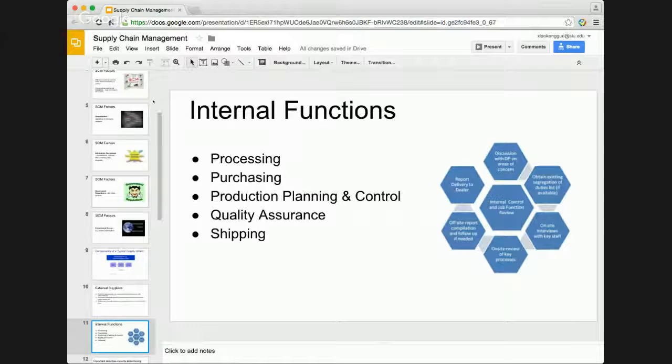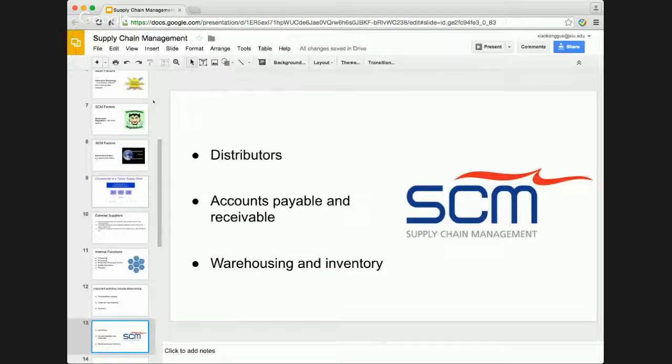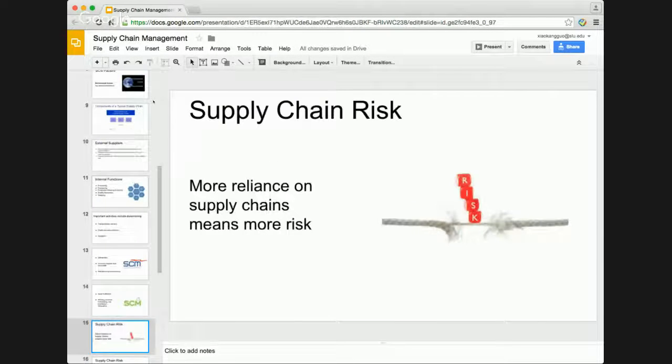Internal functions: processing, purchasing, production, planning, control, quality, and shipping. Important activities include 10 of them. The first one is transportation, vendors, credit and cash transfer like banks. Also distributors, accounts payable and receivable, warehousing and inventory, order fulfillment, sharing customer forecasting and production information.